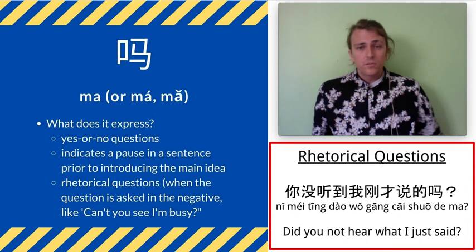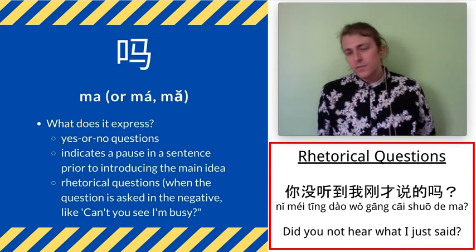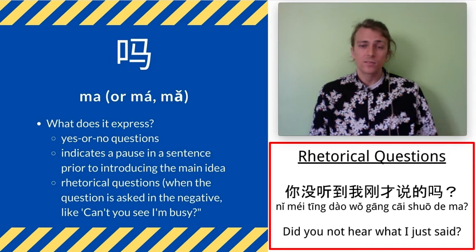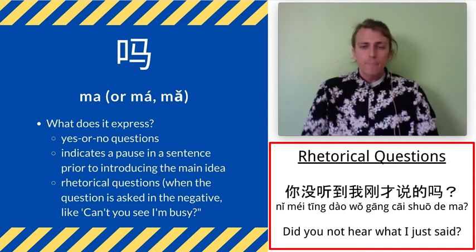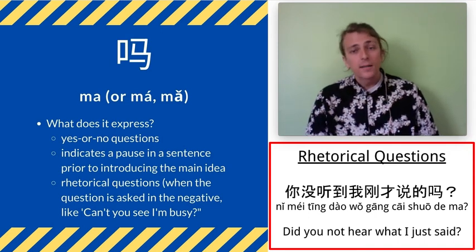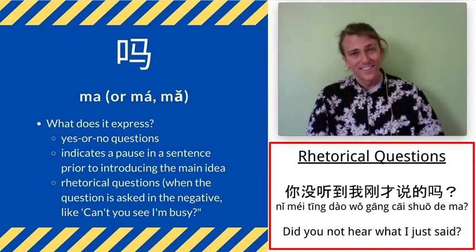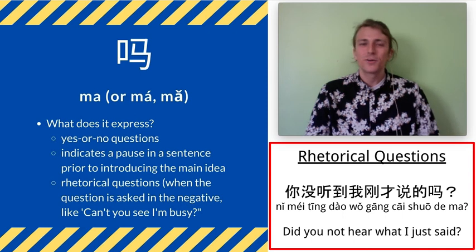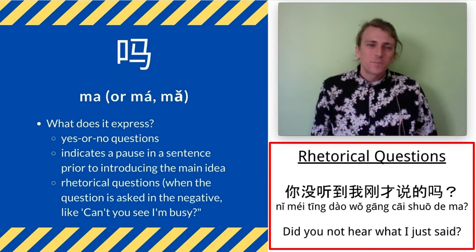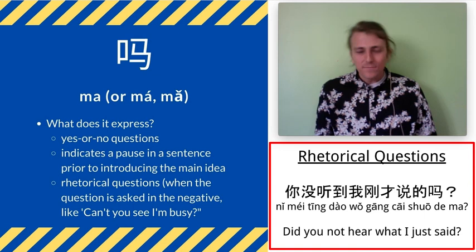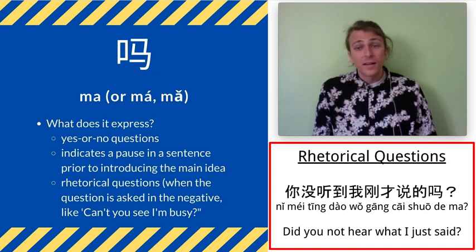Okay, ma can also be used for rhetorical questions. So these are for yes or no questions, but in a rhetorical sense. So, for example, 你没听到我刚才说的吗? 你没听到我刚才说的吗? Did you not hear what I just said? So, obviously a rhetorical question, depending on how you're using it, I guess. But this is something a teacher might say to a student or a parent might say to a child. Did you not just hear what I said?